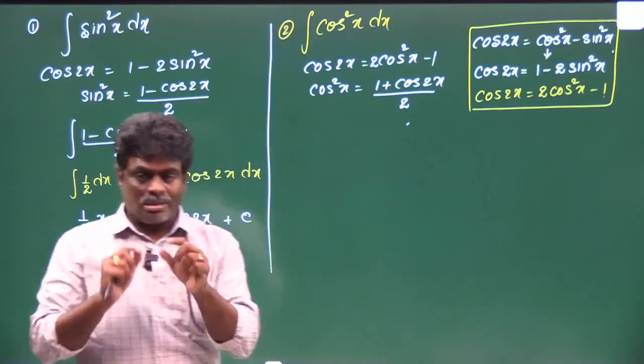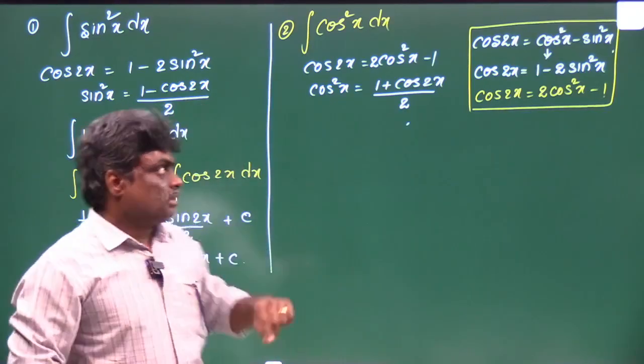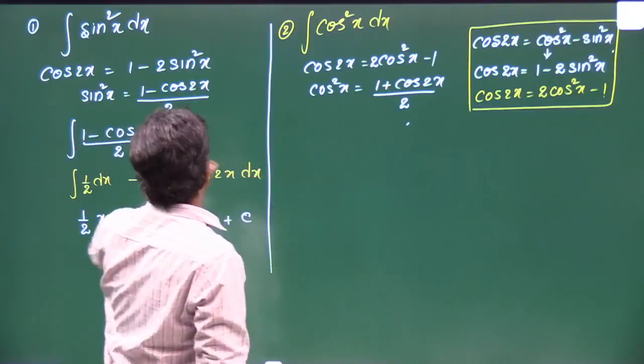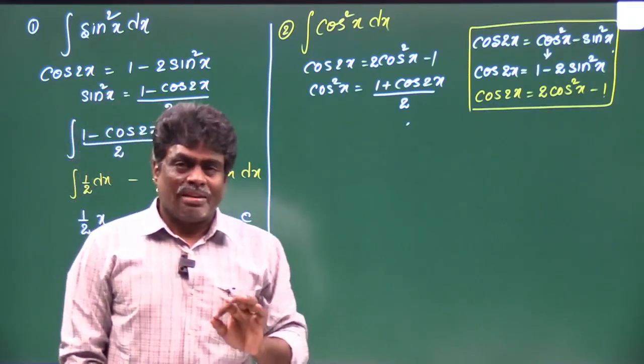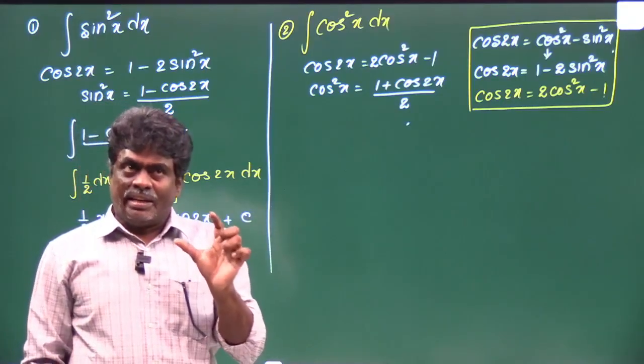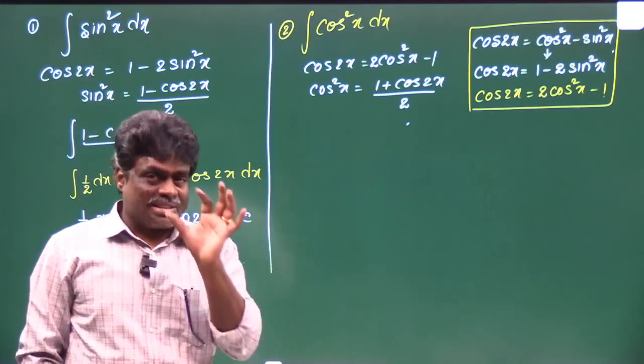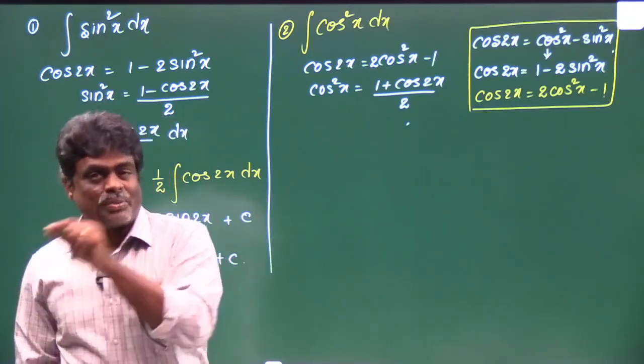So whether plus or minus, if you have any confusion, cos is an even function, write plus, and sine is an odd function, write minus. Just a small thing. Sine square x, sine is odd, so 1 minus cos 2x by 2.